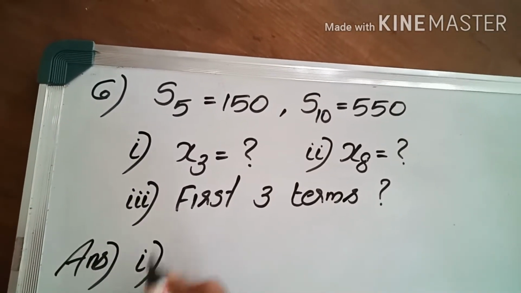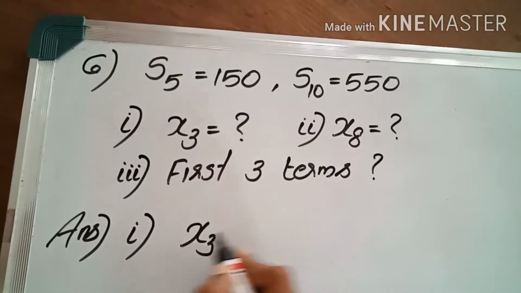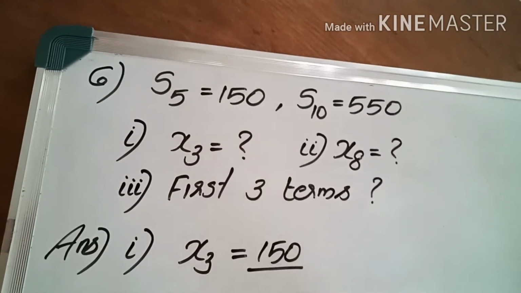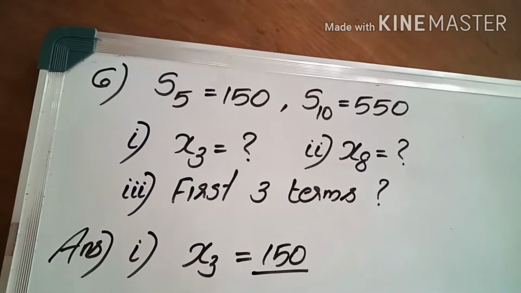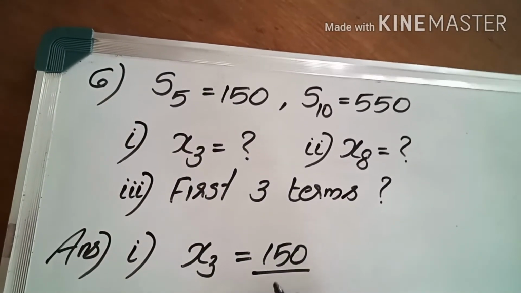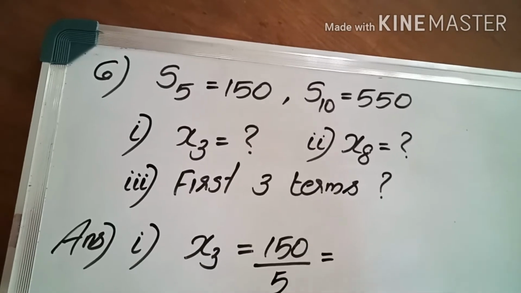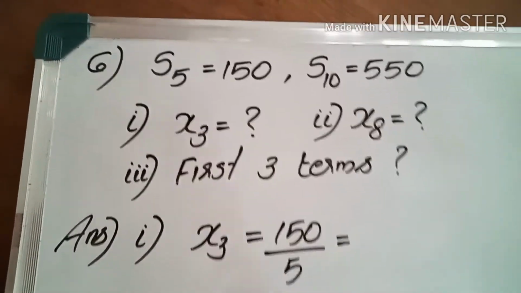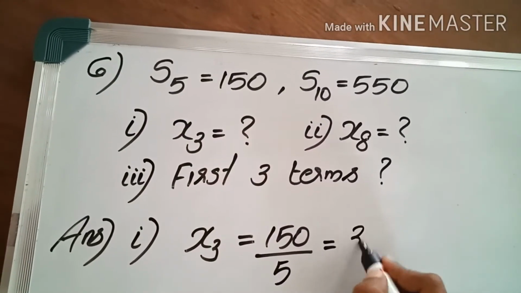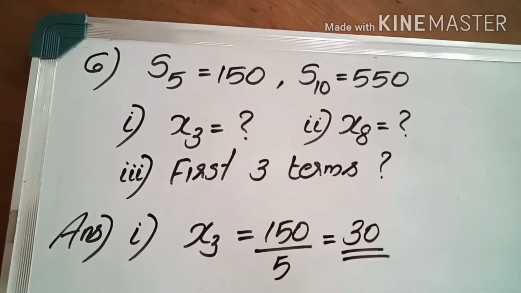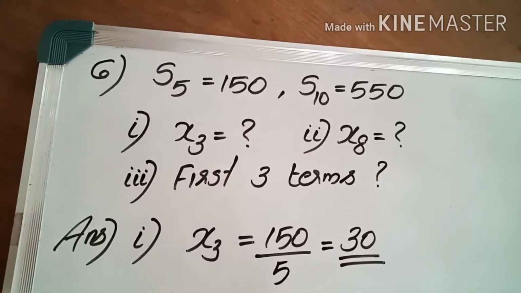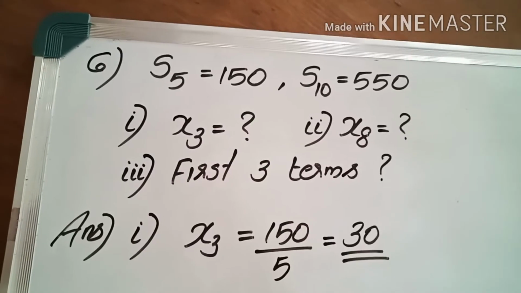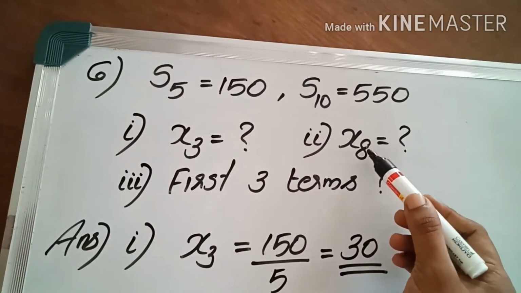So the first sub question's answer, x3, will be equal to the sum divided by 5, the number of terms. That means 150 by 5 will be the middle number, that is x3. The third term is the middle number. So 150 by 5, that is 30, is the third term. Okay, 30 is the third term by the average rule, same as the previous question. Okay, now next, what is the 8th term?